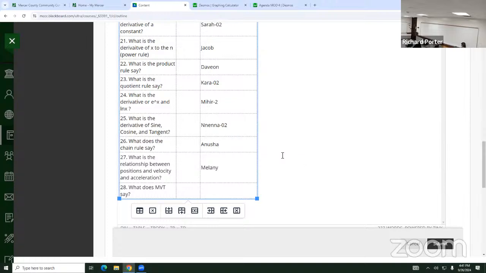Position is where you are. Velocity is the first derivative of where you are. What's the second derivative of where you are? Very good. All righty. All right.